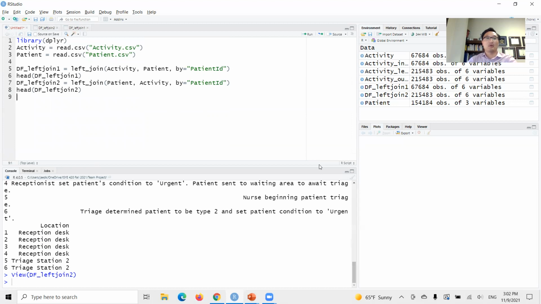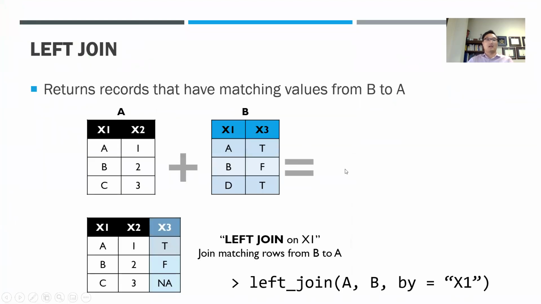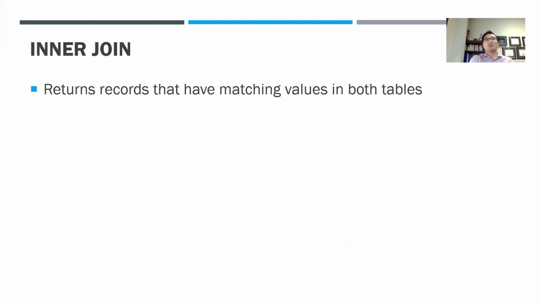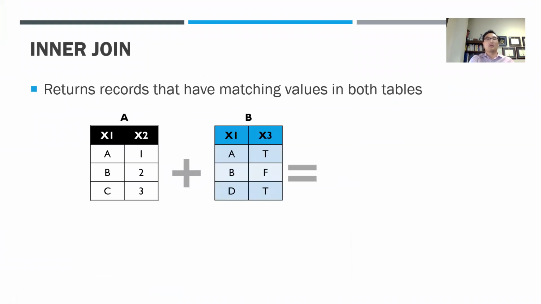So it's a quick way to join 2 tables together. It's just a left join command. Okay, how about an inner join? What does the inner join mean? It returns records that have matching values in both tables. So in this case, if you have table A and B, the rows A and B for the first table exist and have matching rows in table B as well. But row C and row D do not exist. So if you do an inner join, row C will be dropped and row D would also be dropped.